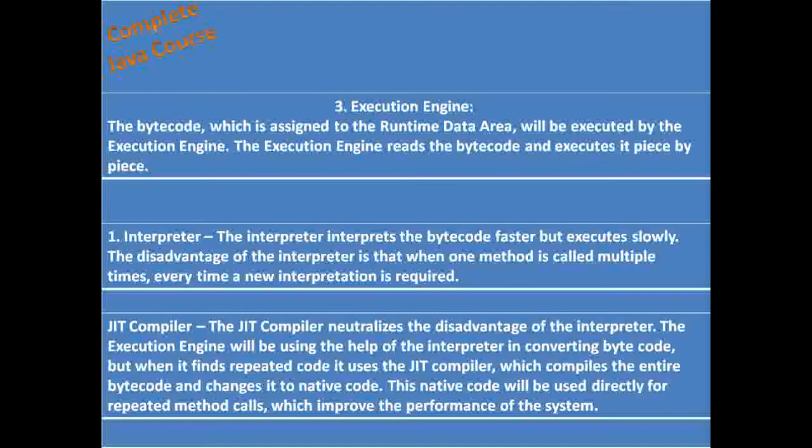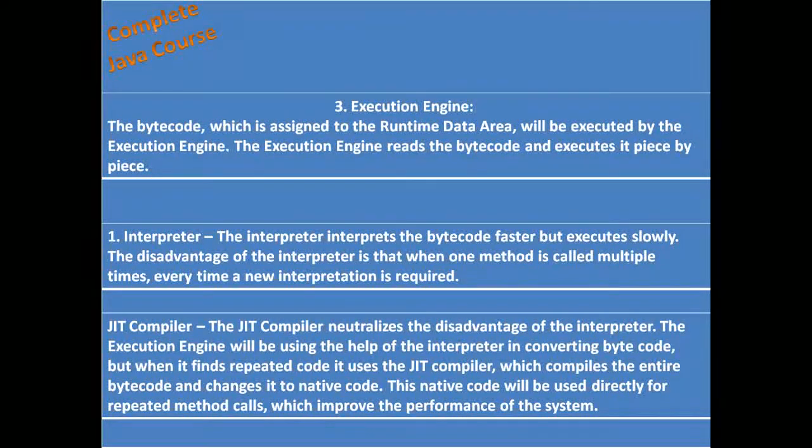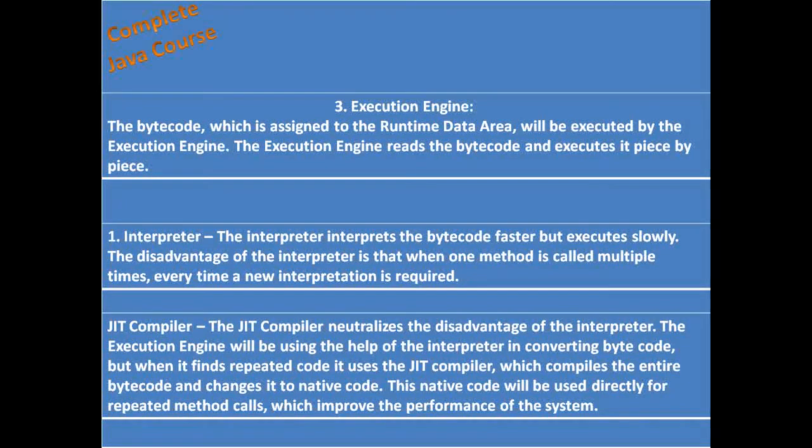Number 2, JIT compiler. The JIT compiler neutralizes the disadvantage of the interpreter. The execution engine will use the help of the interpreter in converting bytecode. But when it finds repeated code, it uses the JIT compiler, which compiles the entire bytecode and changes it to native code. This native code will be used directly for the repeated method call, which improves the performance of the system. So basically JIT compiler is used when a code is executed again and again.